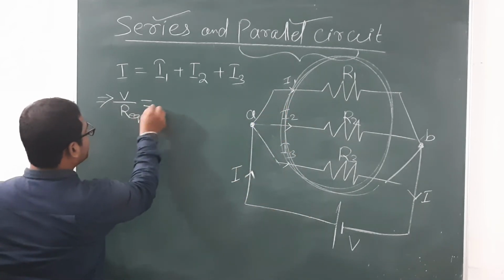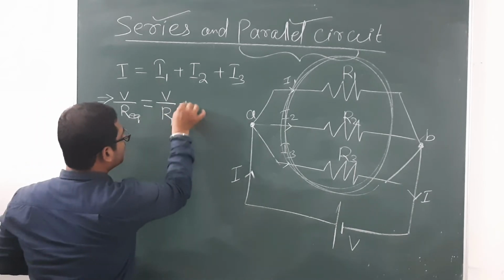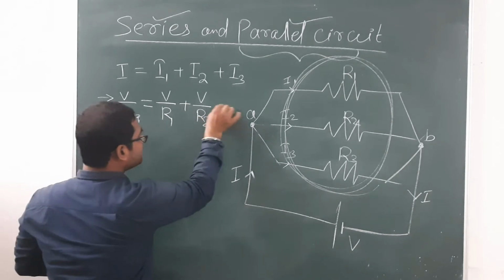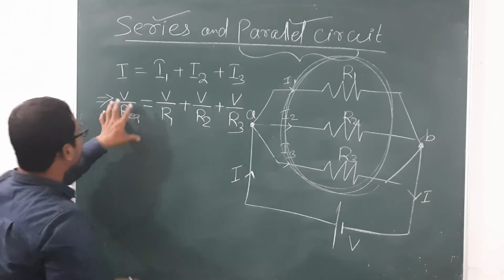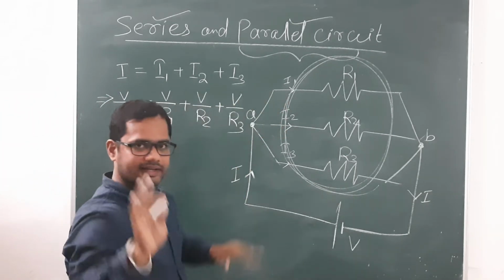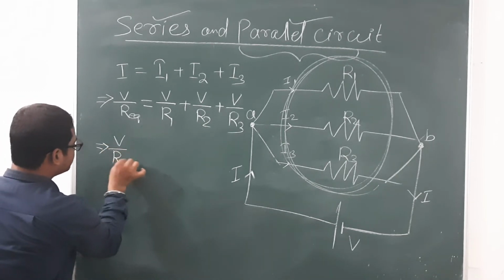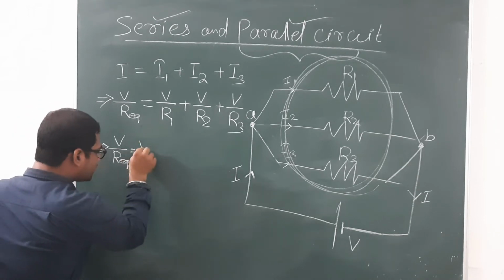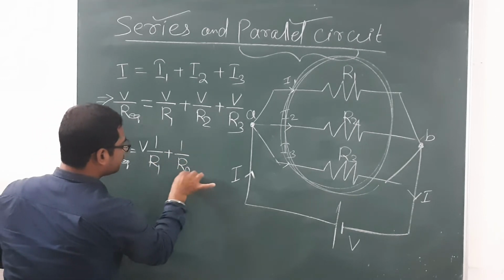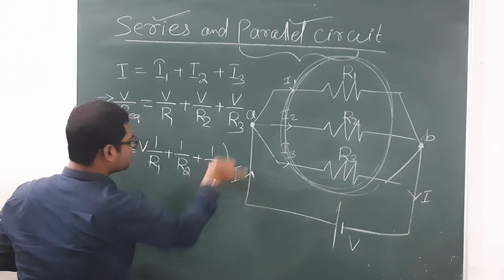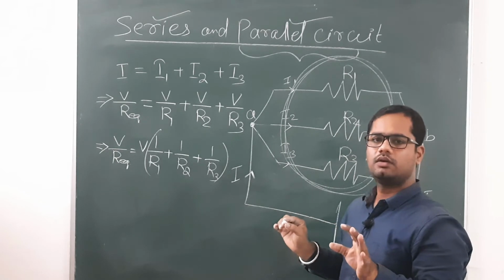So what will be the I1? Your I1 value is equal to V by R1. Similarly, what is your I2? V by R2. Similarly, I3 will be V by R3. So if the voltages are the same, you can take the common. Your V by R equivalent, if you take V common, will be 1 by R1 plus 1 by R2 plus 1 by R3. Did you get that? Only a simple mathematical expression.